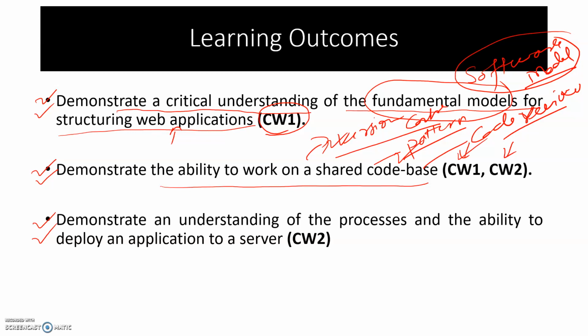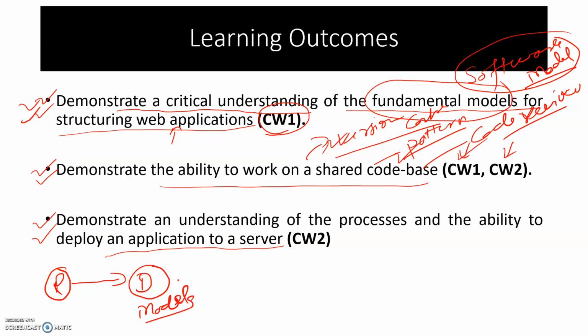And the third learning outcome is: demonstrate an understanding of the process and the ability to deploy an application to a server. So what you are going to do to achieve this learning outcome? Learning outcome 1 will help you to understand the requirement of the system. Then based on the requirement, you will create the design, that is model. You will develop models or the design. Then these models you will use to develop your app, web app. And in order to develop this web app, we are going to use version control, we are going to use patterns, and we are going to use code review.